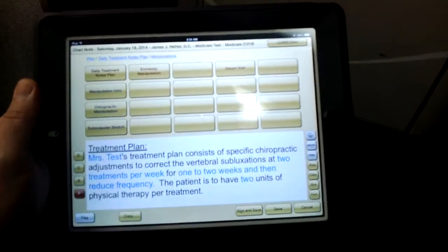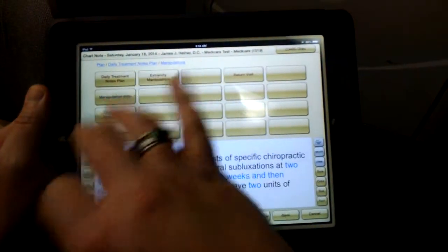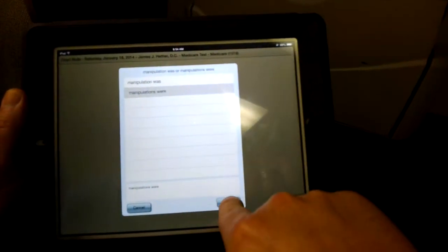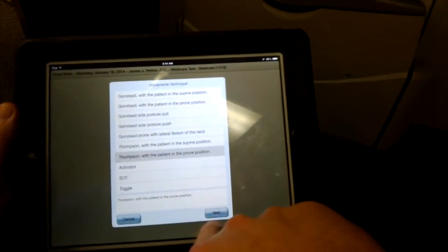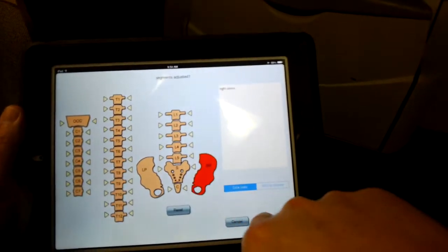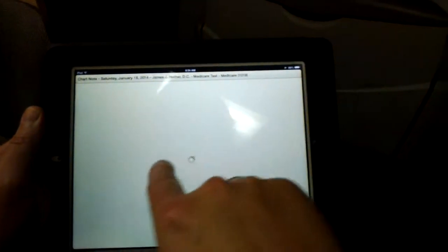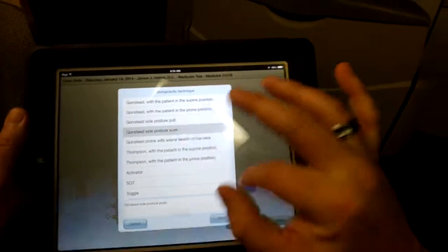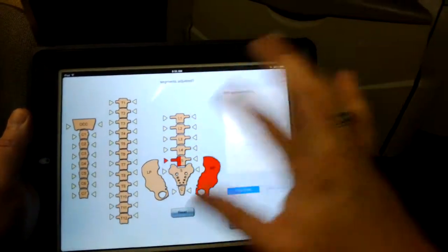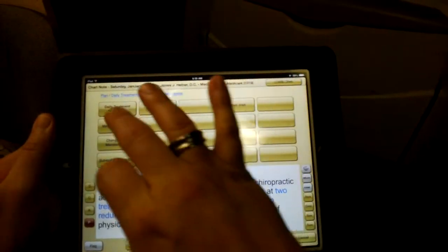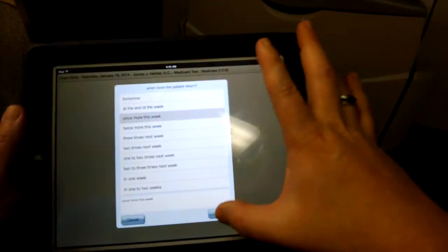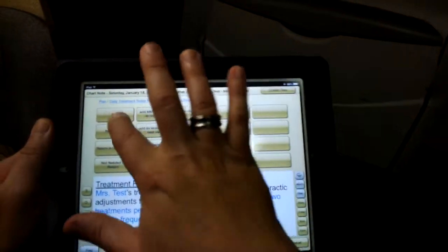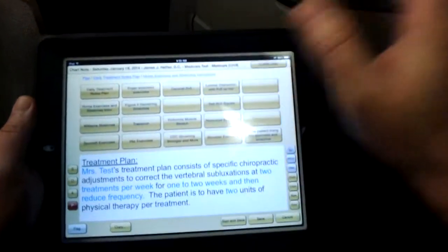So let's talk about the manipulations. We're going to introduce the manipulations. We're going to say the manipulations were performed, and how were they done? Well, we did Thompson in a prone position under the right sacroiliac joint, and then we also did a Gonstead push maneuver, right and L5 on the left. From there, we're going to come out of here, go into return visits. We want the person to return once more this week, and then from there, we're going to come out of here and go under home exercises.